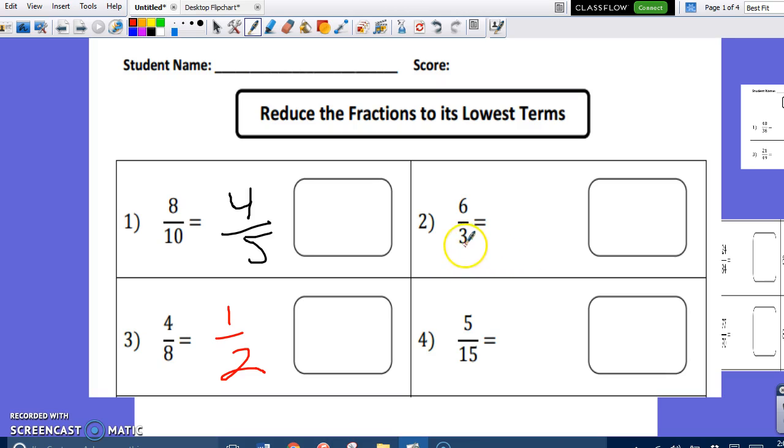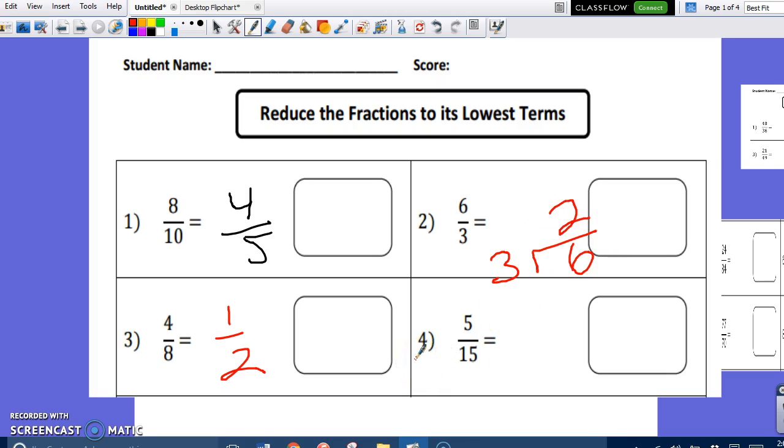I'm basically asking you how many times will the denominator, the bottom number, go into the top number, the numerator. So I'm asking you this, okay? It just so happens that this is an even amount of times. 3 will go into 6 2 times.